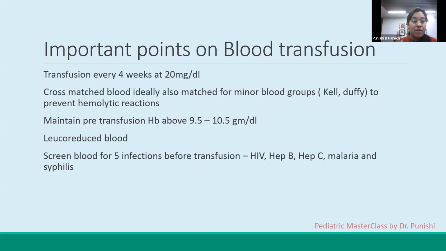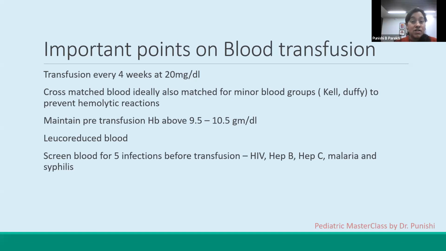You need to have major and minor blood group matching before transfusion. They need to be transfused every 4 weeks. You need to maintain a pre-transfusion hemoglobin of 9.5 to 10.5. The reason why this 9.5 number has come is because when you have a pre-transfusion hemoglobin of more than 9.5, it decreases complications of iron overload, which like I have been saying is the most common complication that you will encounter with chronic blood transfusion.